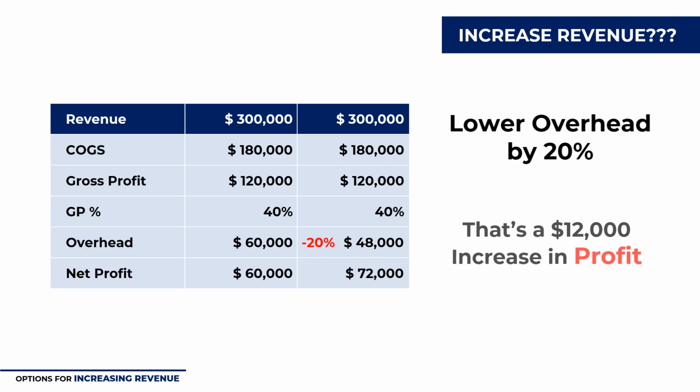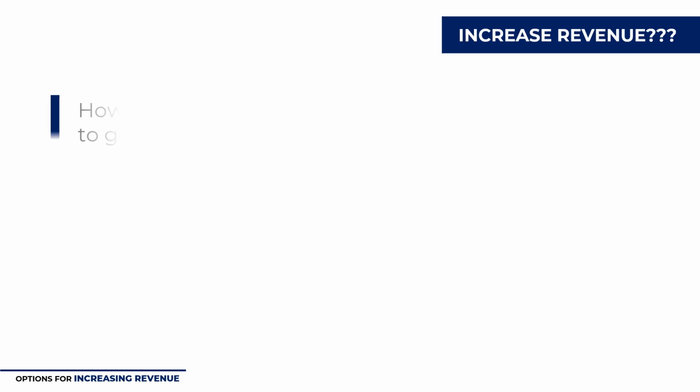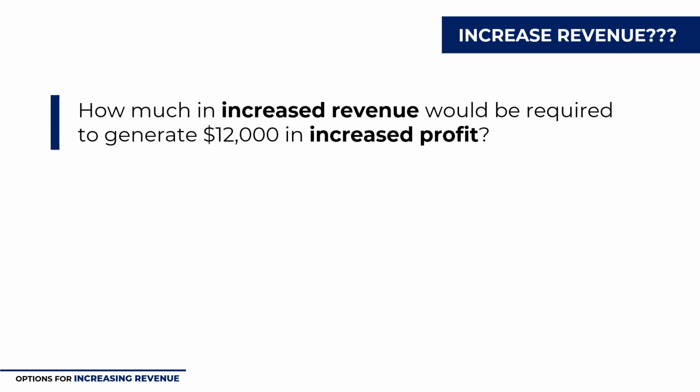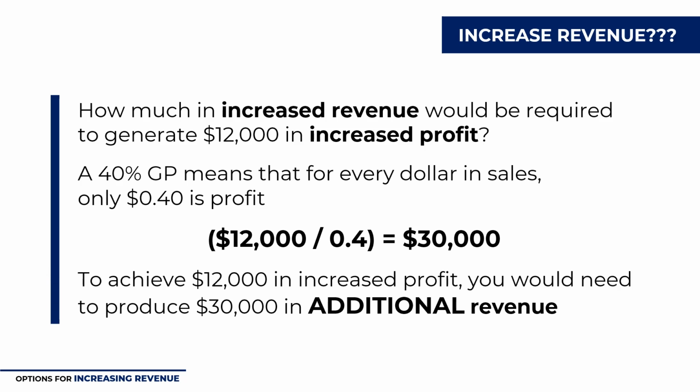Now, that's a $12,000 increase in profit, but that's not an increase in revenue. How much increased revenue would be required to generate $12,000 in increased profit? Well, remember the formula we used earlier? A 40% gross profit means that for every dollar in sales, only 40 cents is profit. So let's divide our $12,000 profit by 0.4 and we get $30,000. So to achieve $12,000 in increased profit, you would need to produce $30,000 in additional revenue.